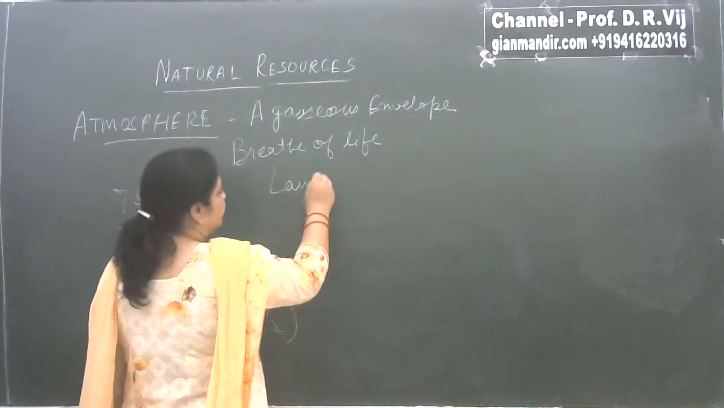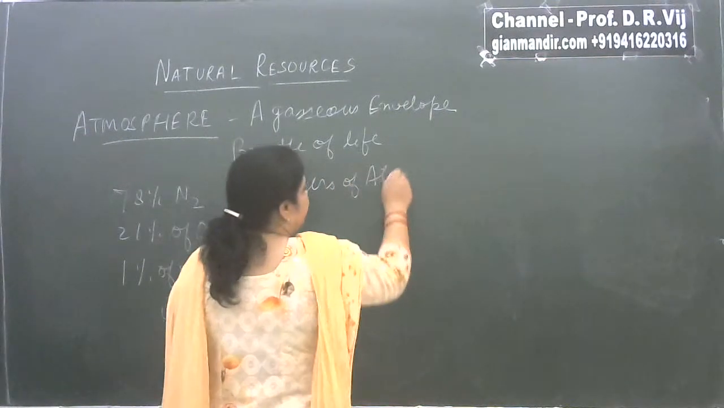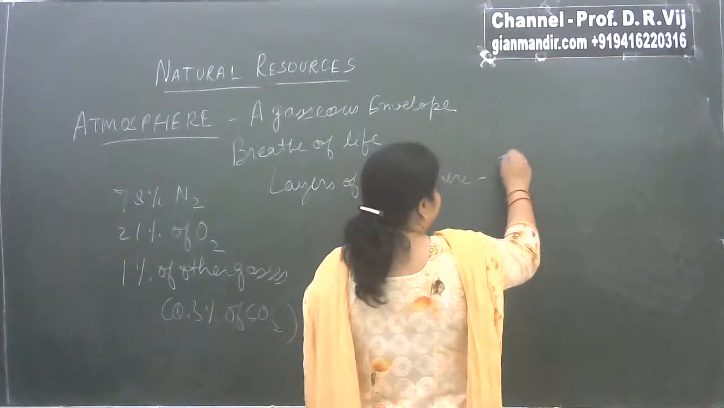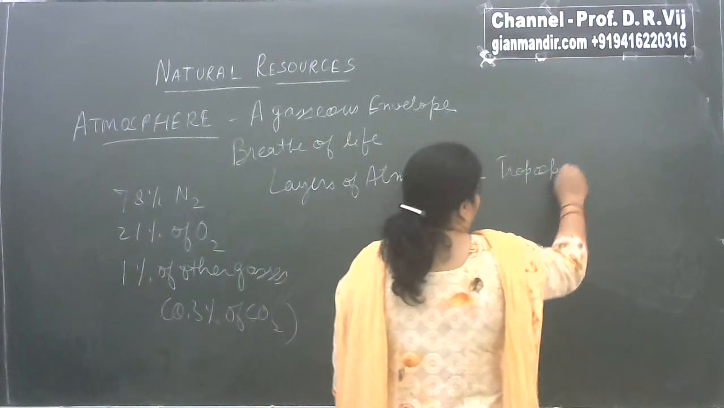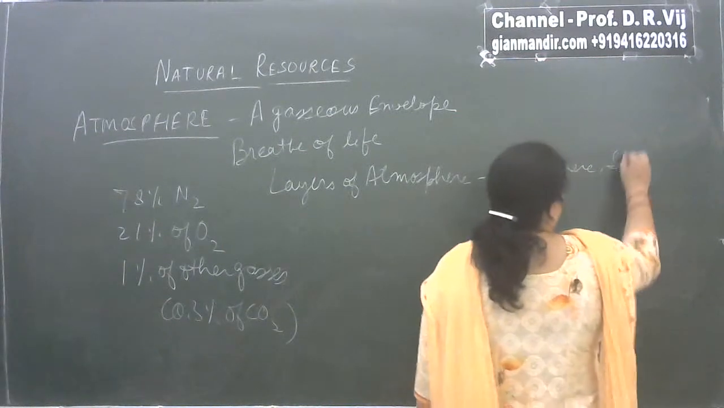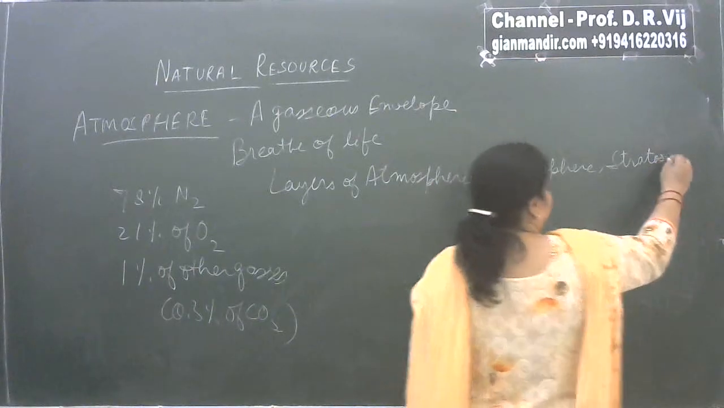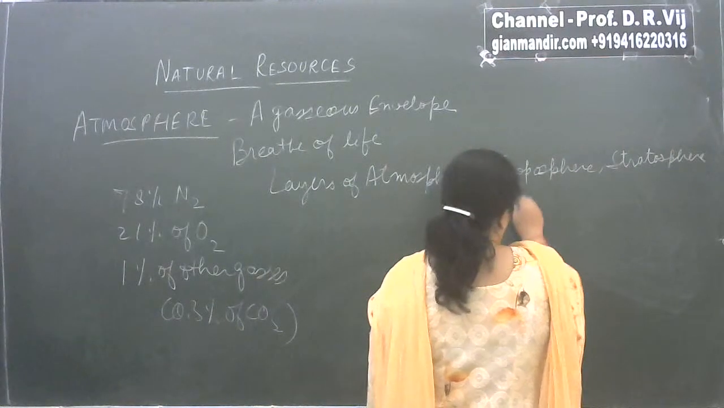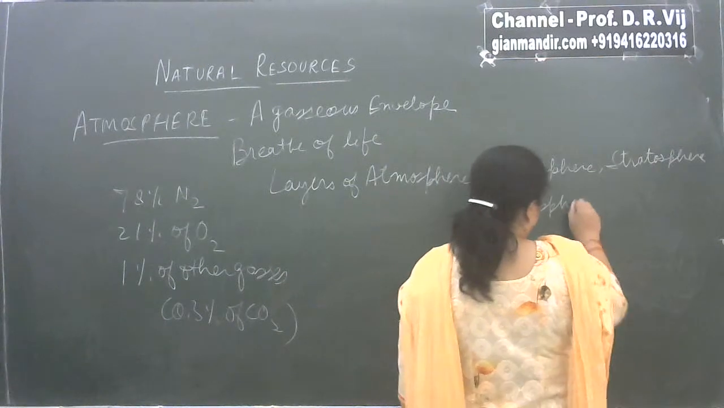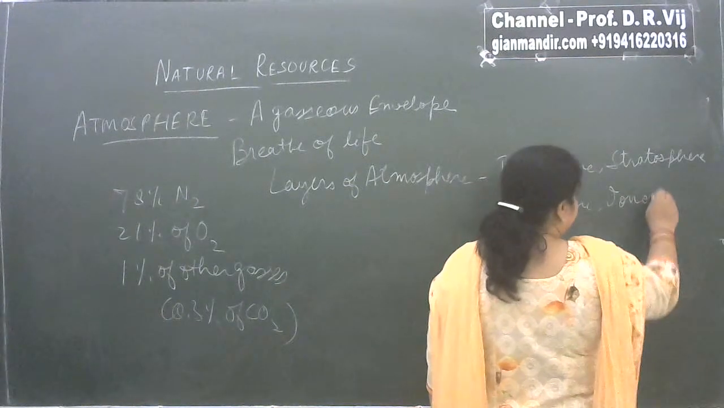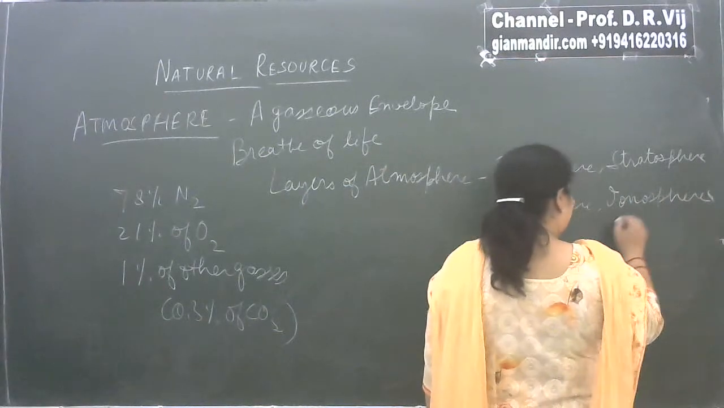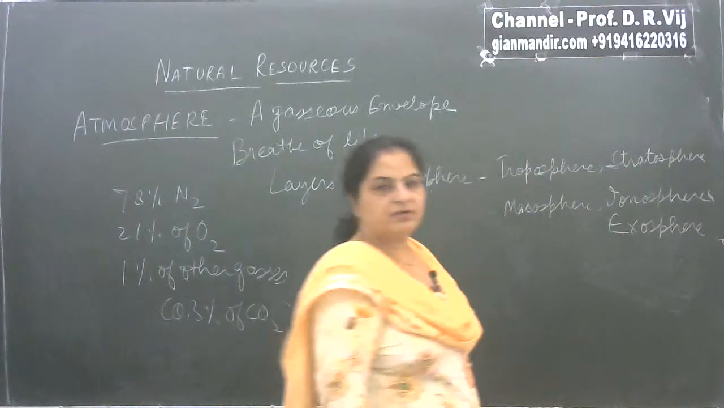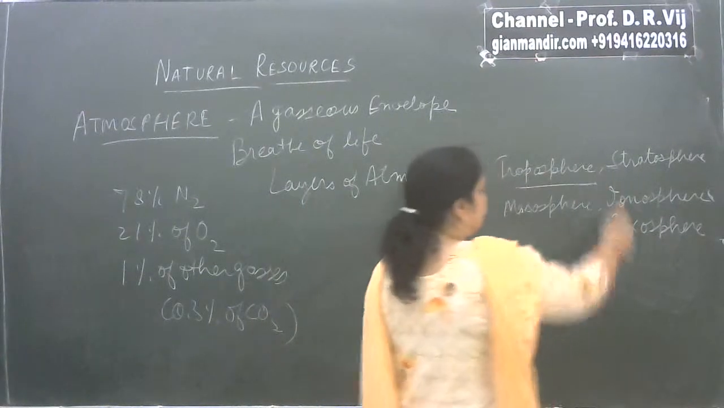And if you look at the layers of atmosphere, starting from the earth, there are various layers of atmosphere. The first, the bottommost layer is troposphere. Then there is stratosphere. After stratosphere, there is mesosphere, then ionosphere, and then finally there is exosphere. But the part of Earth's atmosphere with which we interact most is the troposphere.